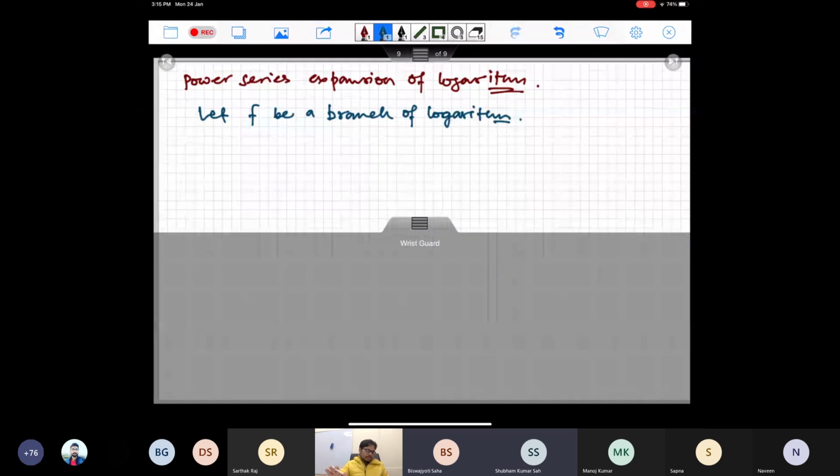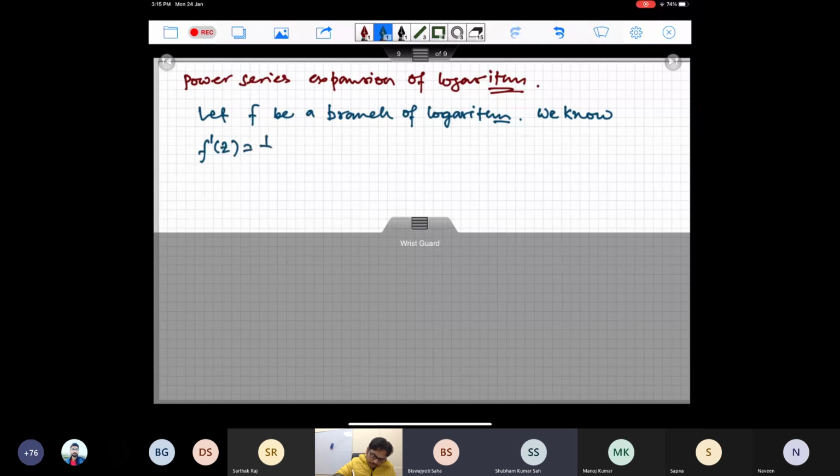Okay, so it's a branch of logarithm defined on some set. So we know the derivative of f is going to be f prime of z is 1 upon z. Fine, z is not equal to 0, of course. Okay, so what I am going to put is the following.